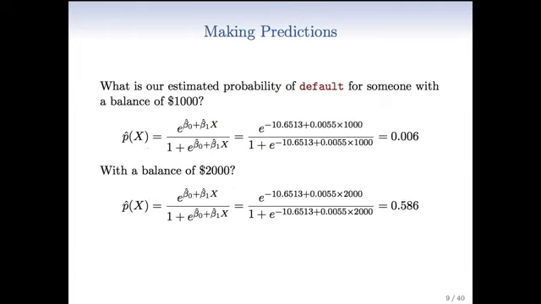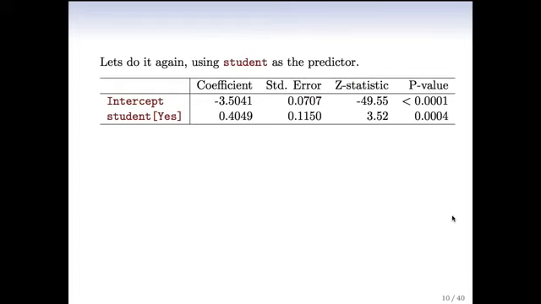What if they've got a credit card balance of $2,000? That means they owe $2,000 rather than $1,000. Well, if we go through the same procedure, now the probability's jumped up to 0.586. So it's much higher. And you can imagine if we put in $3,000, we'd get even higher.